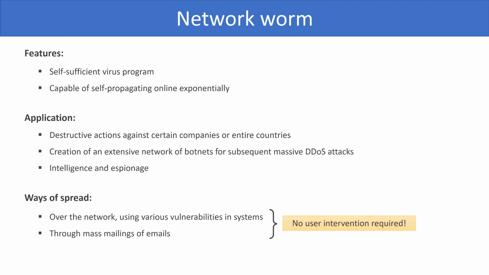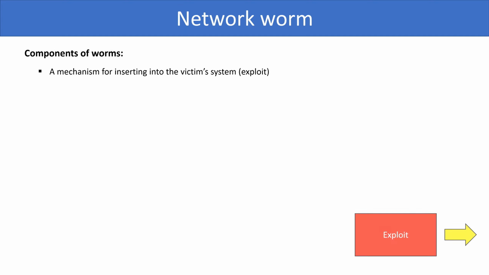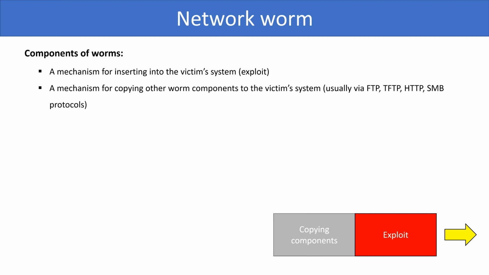To better understand the mechanism of worm propagation, let's break down the components of these programs. The very first component is the exploit. An exploit is a small program that exploits vulnerabilities in systems to breach and infiltrate them. Worms may use multiple vulnerabilities simultaneously to ensure maximum success in infiltrating a system. For instance, the WannaCry worm used a vulnerability in the first version of the SMB protocol. Once the system is breached, the worm loads the remaining components. This is typically done using FTP, HTTP, or SMB protocols.